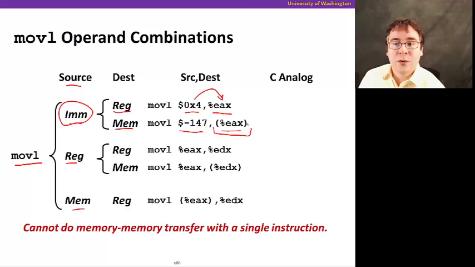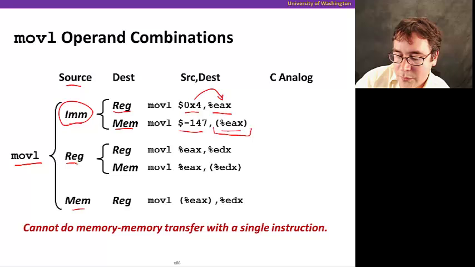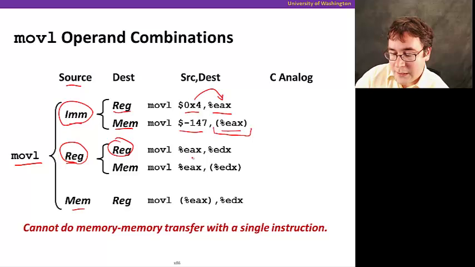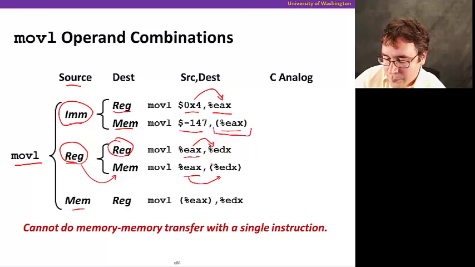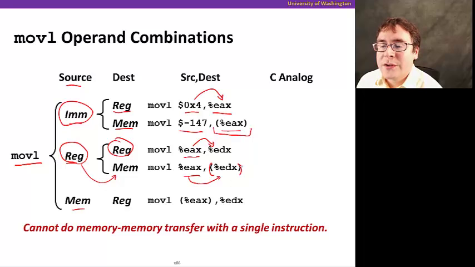Now, I'll continue our examples here. We could have a register as a source and a register as a destination. That's the simplest case. Here we're going to get the contents of EAX and copy it to register EDX. Now we can go from register to memory. So for example, we can get the contents of EAX and store it into, remember this is in parentheses, the memory location specified by the address stored in register EDX.